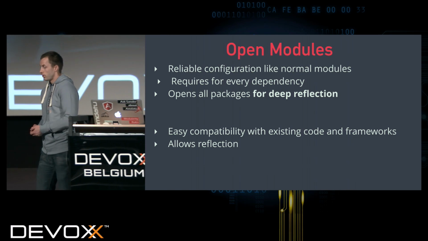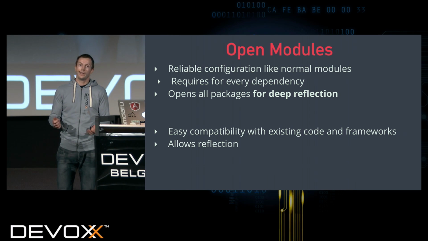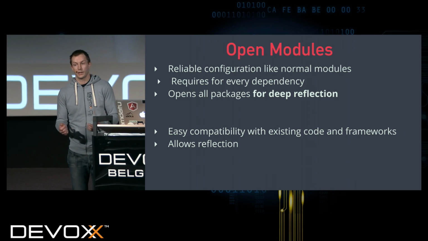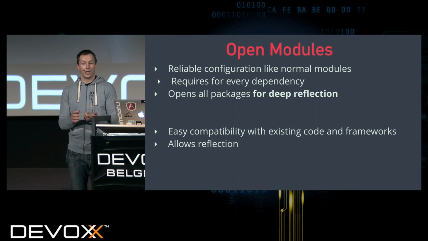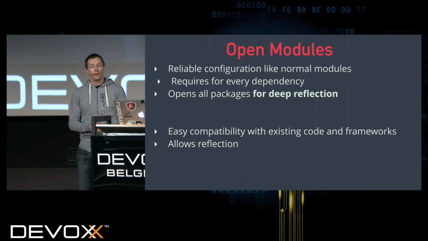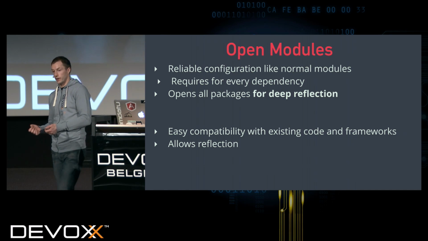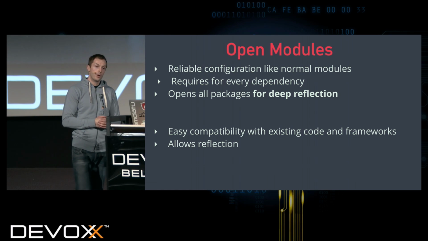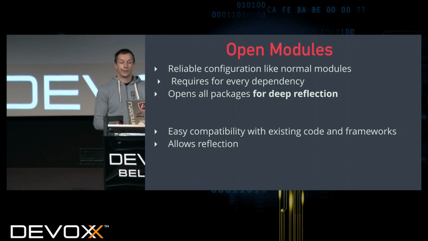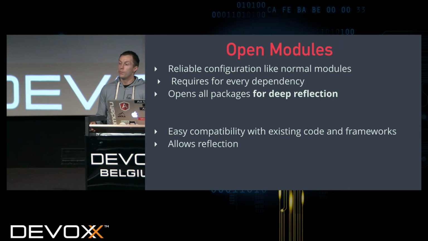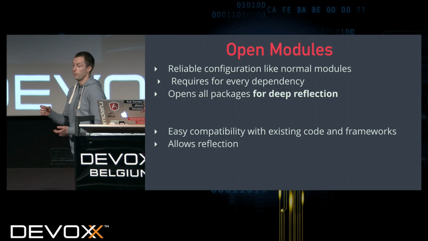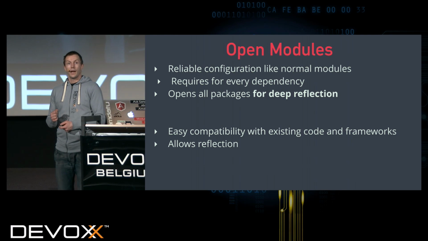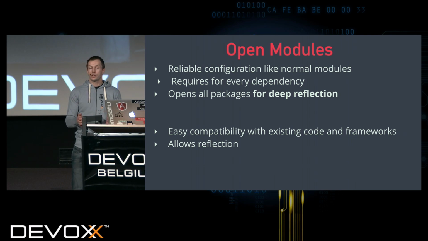To be able to do so-called deep reflection on a package, and deep reflection means using things like setAccessible, or looking at the private parts of a class, we need to be specific about the fact that we want that. And there are several things we can do for that. The easiest way to deal with this is to create an open module. With an open module, we just add a single keyword, open, to our module descriptor. And by that, we make all packages that we have available for deep reflection.